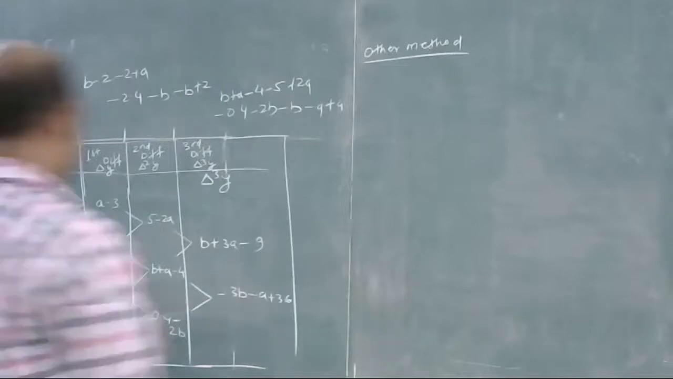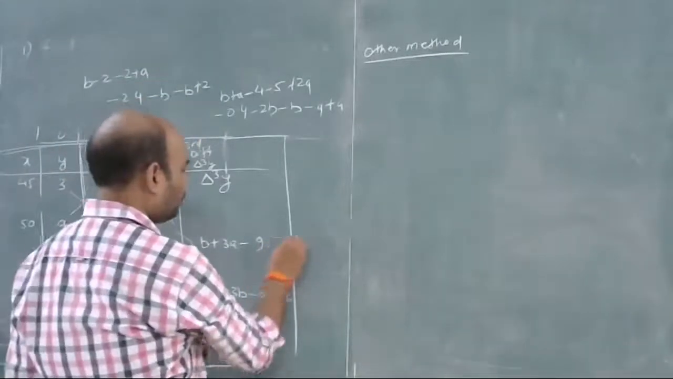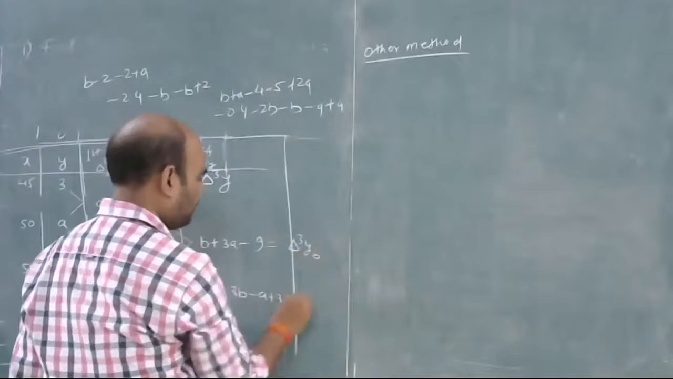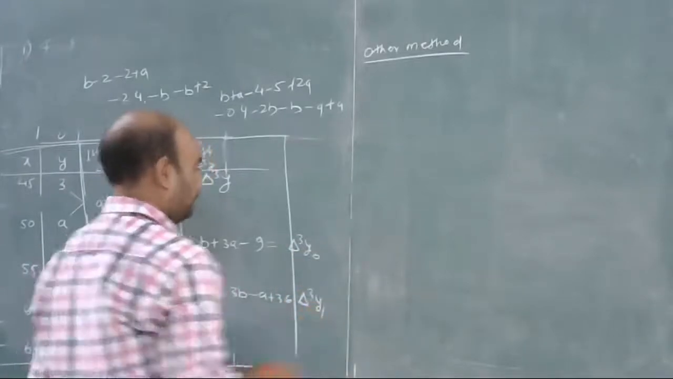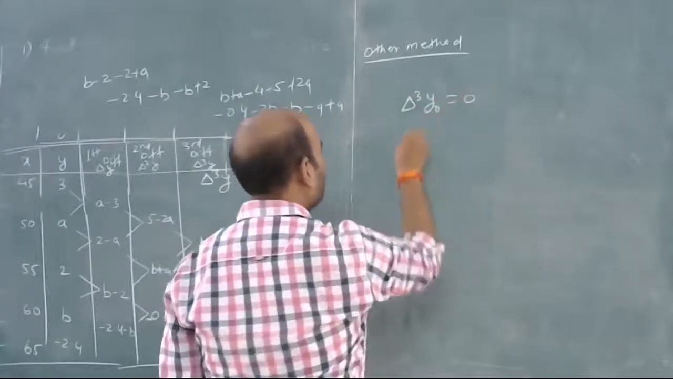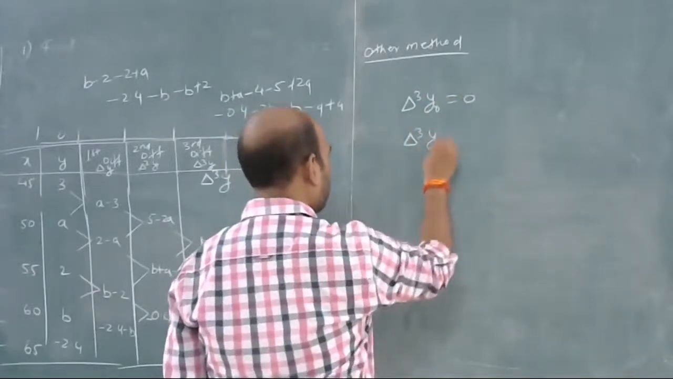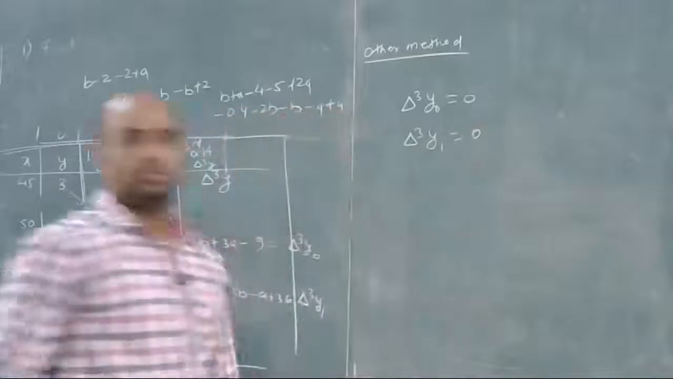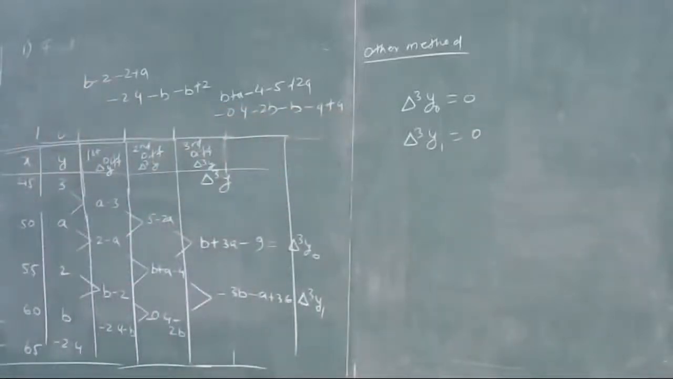Okay, so what we have taken, so this is equal to del cube y naught and this is equal to del cube y1. Okay, so del cube y naught is equal to 0 and del cube y1 is equal to 0. Okay, so and what is del?